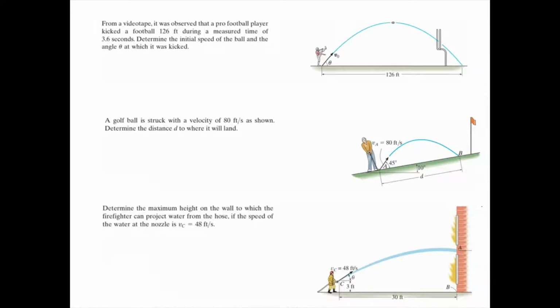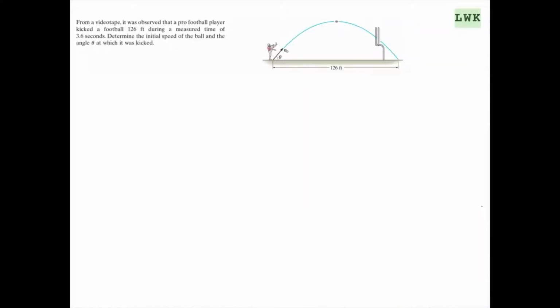Hey everyone, so today we're going to be looking at these three projectile motion example problems. From a videotape, it was observed that a pro football player kicked a football 126 feet during a measured time of 3.6 seconds. Determine the initial speed of the ball and the angle theta at which it was kicked.